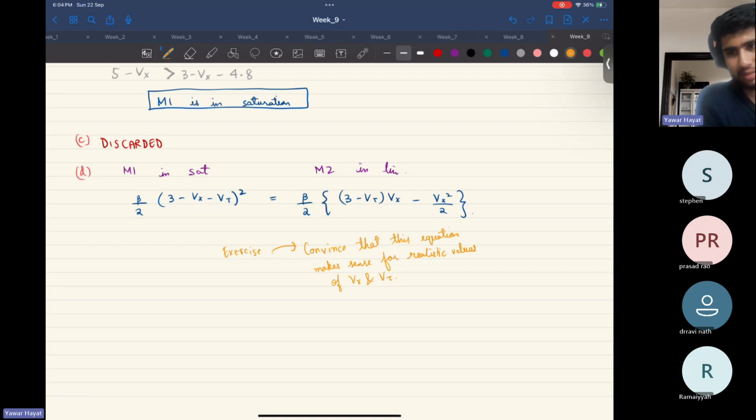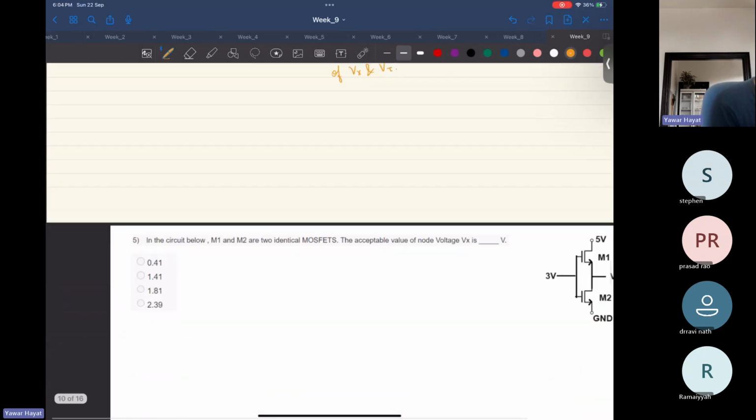The other way to look at this is we discarded three options, so the only correct option left would be option D. And even in option D, the equation that we wrote, you can try values of Vx and Vt. What will be the values of Vt that you would choose? Anything that is less than 5 volt is a realistic value for Vt because we assumed that Vt is less than 5 volt. Okay, I'll leave this one now.